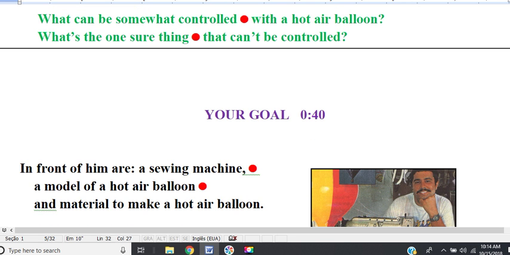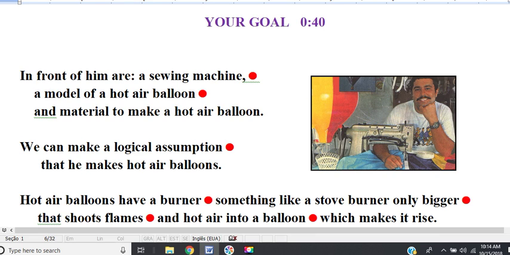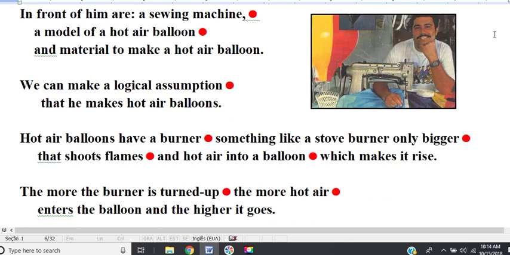Your goal is 40 seconds. Here we go. In front of him are a sewing machine, a model of a hot air balloon, and material to make a hot air balloon. We can make a logical assumption that he makes hot air balloons.